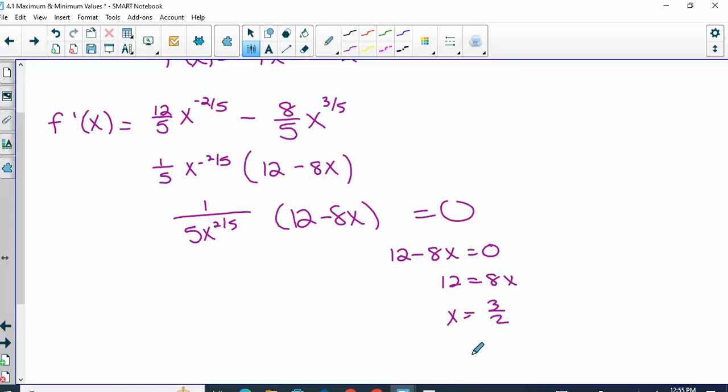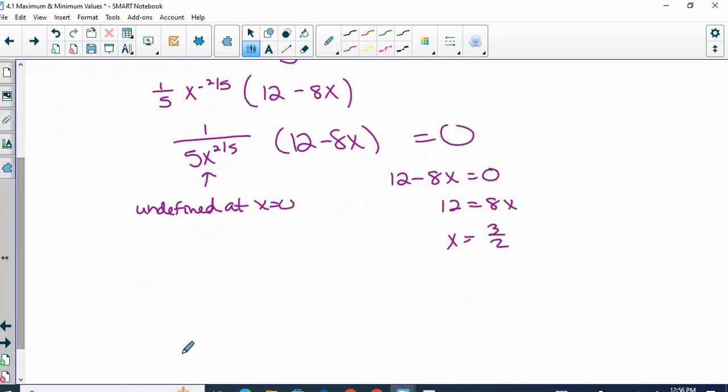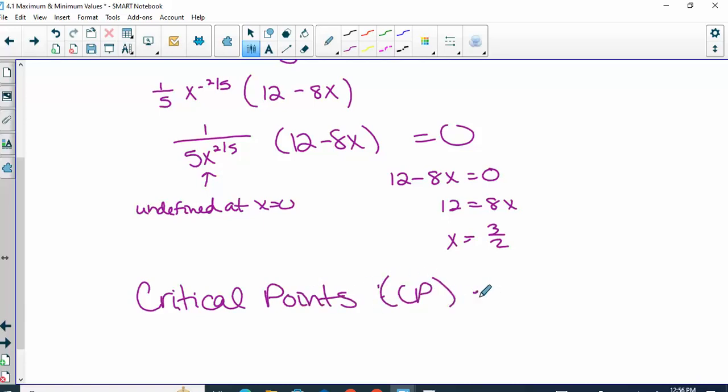If we put in a 0 here, what happens? Can you do 1 divided by 0? No, it's undefined there. So because this is undefined at x equals 0, my critical points, or critical numbers, whatever you want to call them, usually I'm just going to abbreviate that as CP, are at 0 and 3/2.